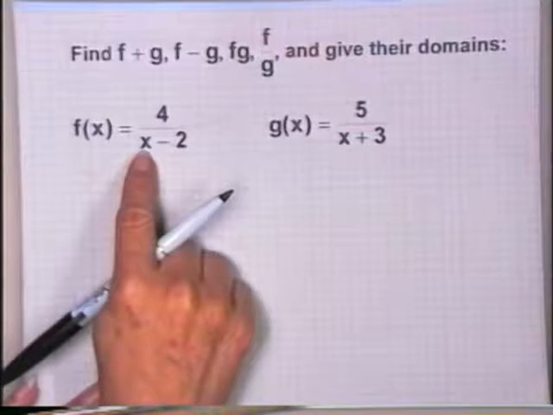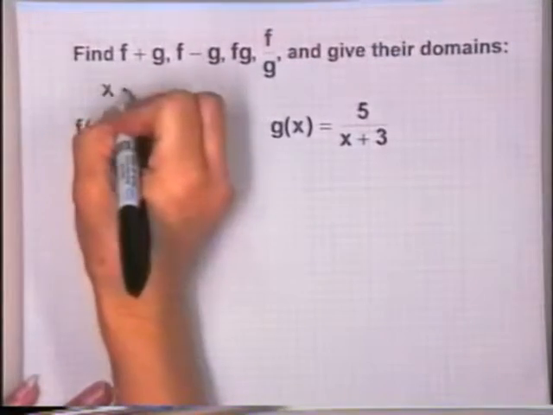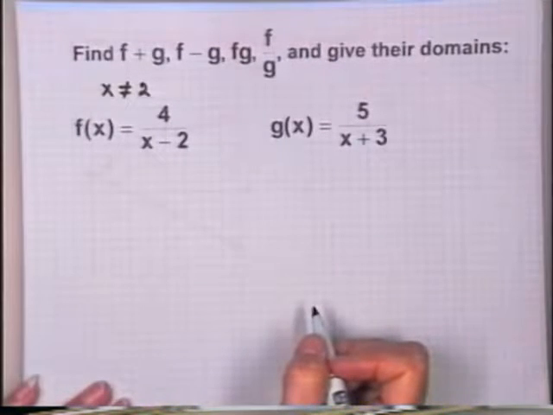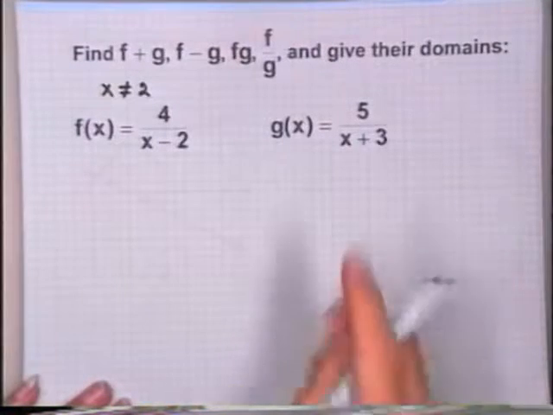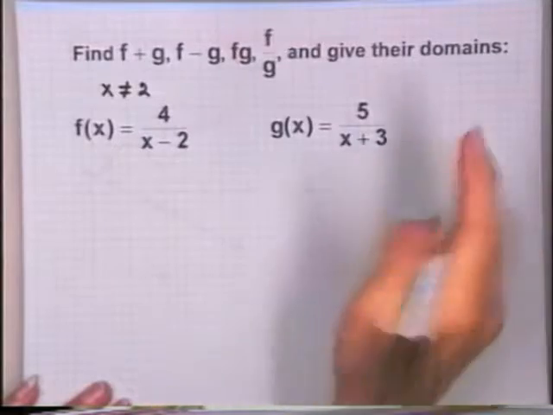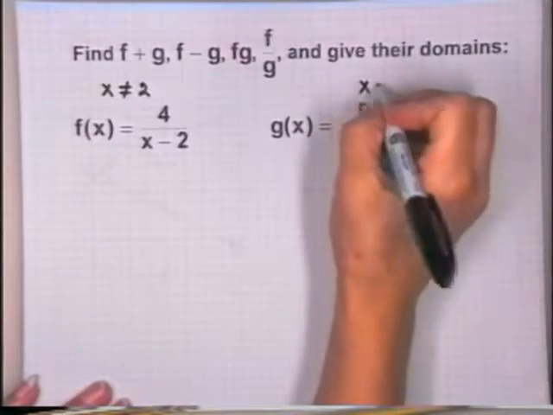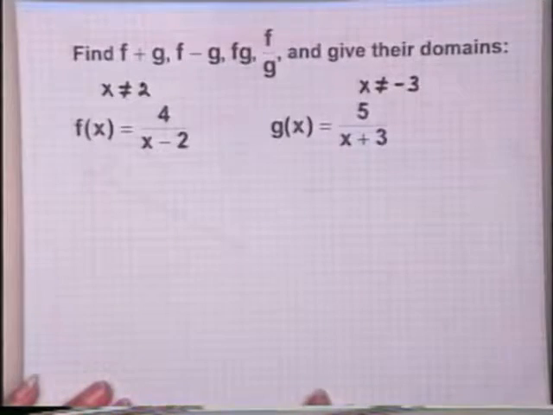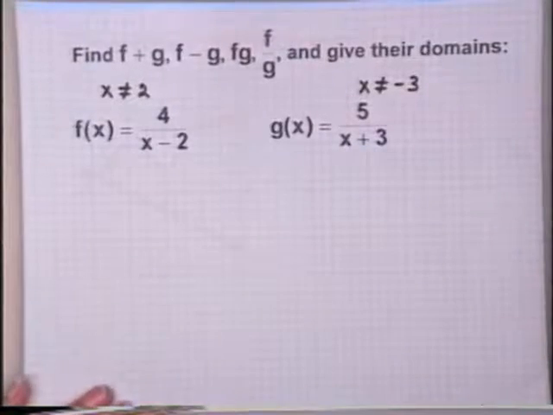Notice on this first fraction, we have to be careful. X can't be what number? It can't be 2, can it? So I'm just going to make a note up here that x cannot be 2. It can be any number except 2. Is that correct? Okay, what about g? On g, x cannot be negative 3, can it? Okay, otherwise those are undefined.